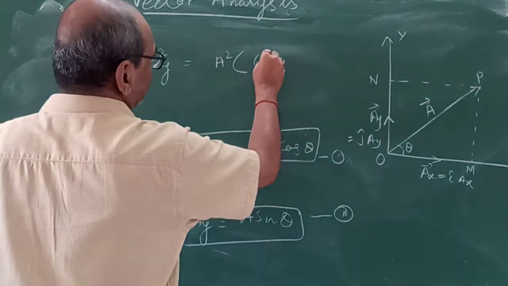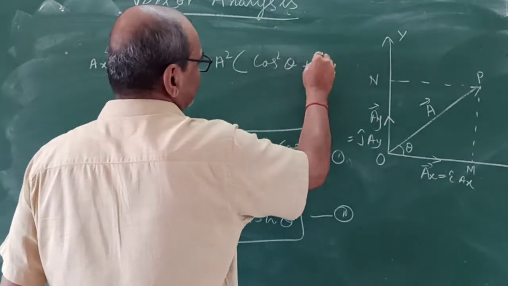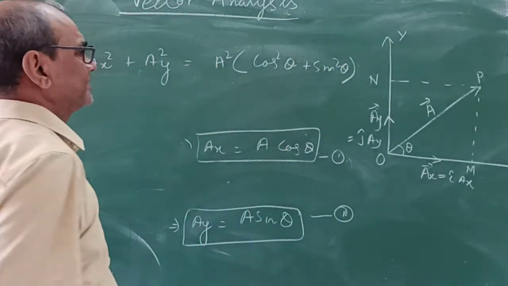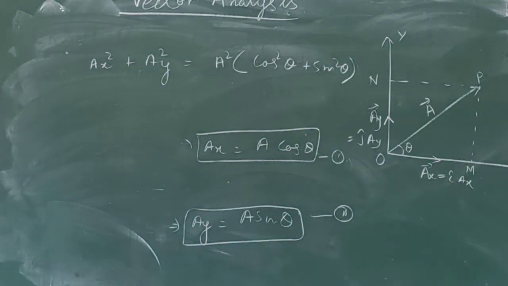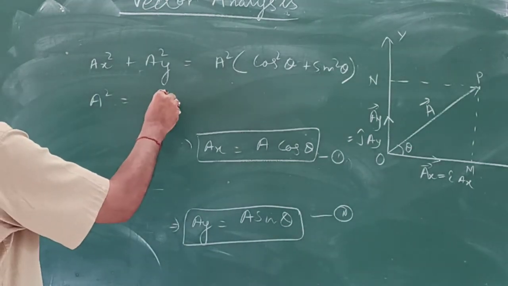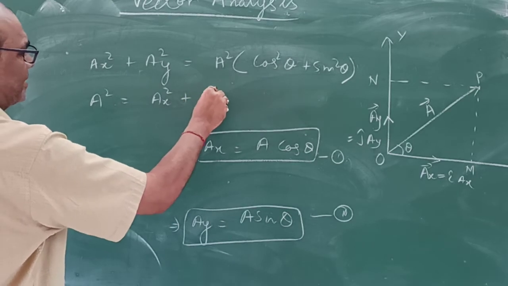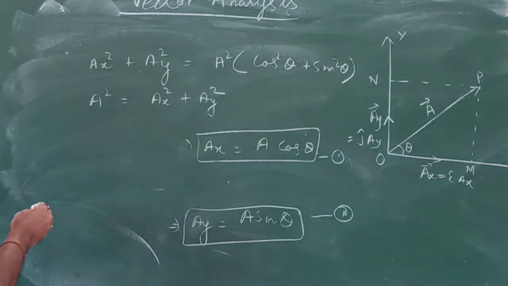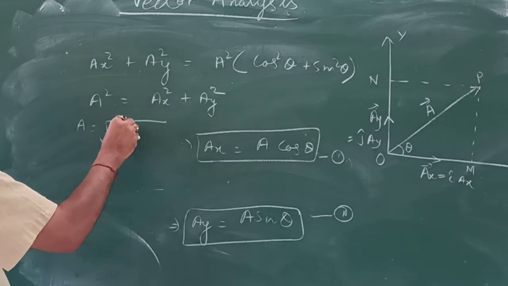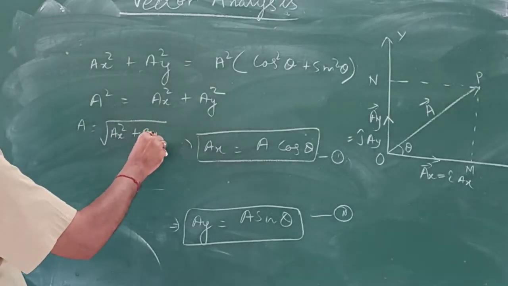A square is taken common, cos square theta plus sin square theta. Cos square theta plus sin square theta is equal to 1. Therefore, A square is equal to AX square plus AY square. Therefore, A is equal to root under AX square plus AY square.